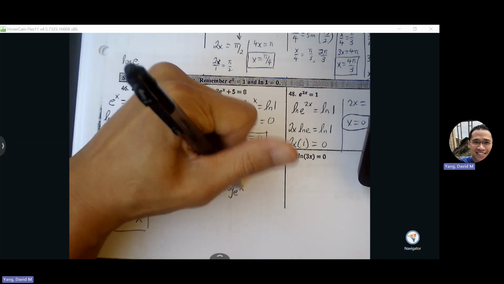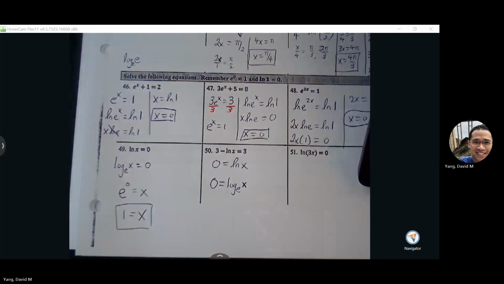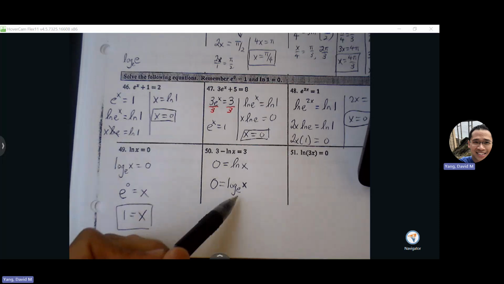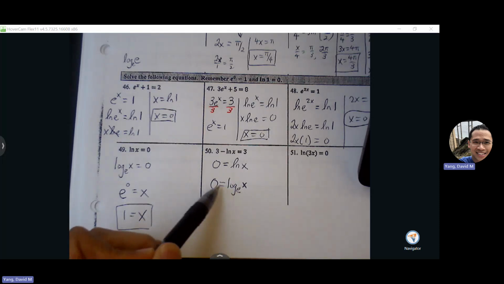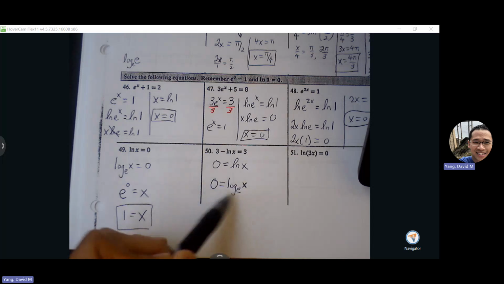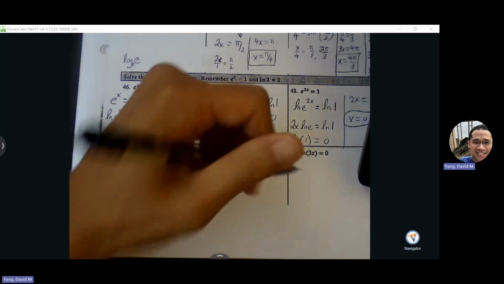but we can also convert it to exponential form to decide what happens. Natural log of x is the same thing as log base e of x. When we convert to exponential form, we start with the base. The base is e. e raised to the 0 is equal to x. That's the way that we can go from log form to exponential form.